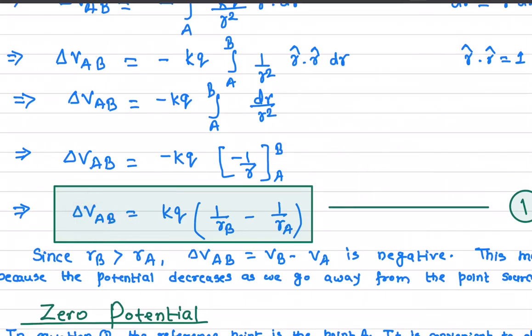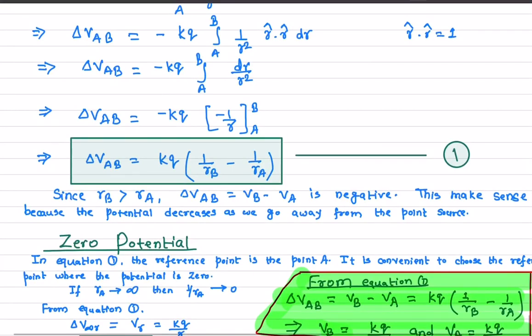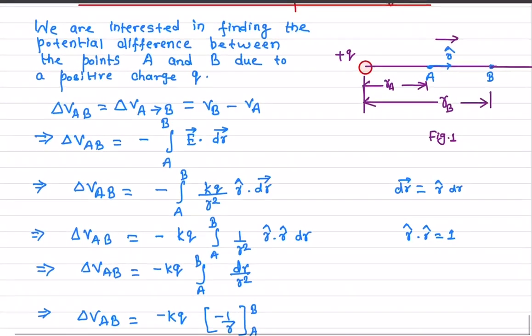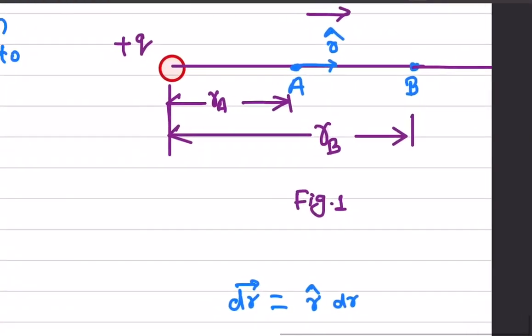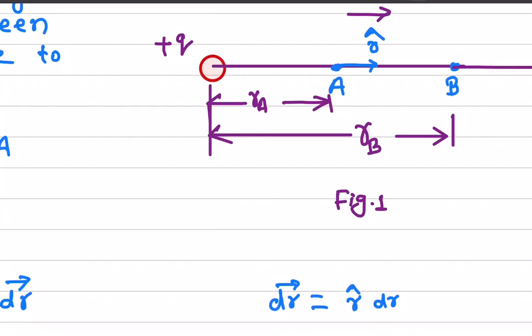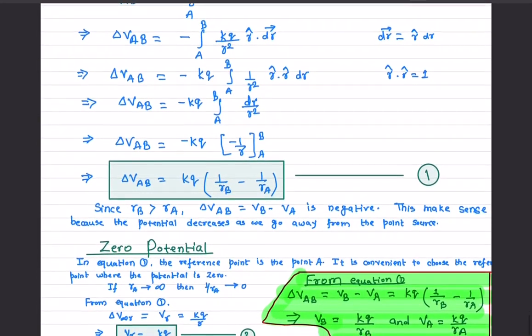What does this mean here? This means VB minus VA. Now you see RB is greater than RA. So that means this potential difference is negative. Since RB is greater than RA, this term will be smaller than this term, which means it will be negative. And it makes sense because the potential at this point has to be smaller than the potential at this point. As you go farther and farther away from this charge, the potential has to keep decreasing.